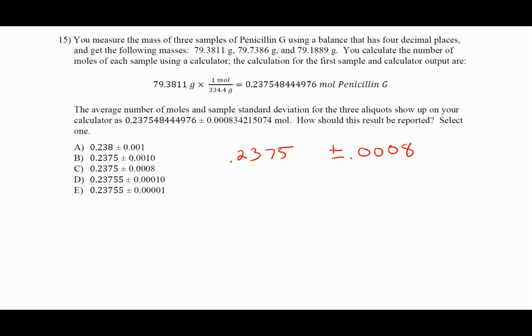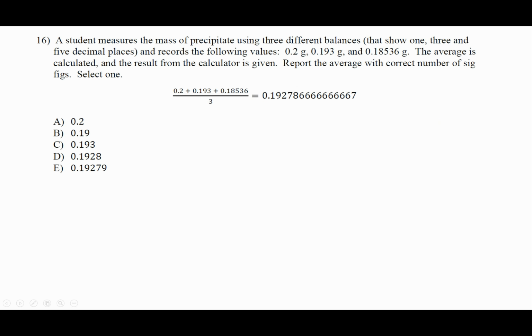Rule 3, are you doing better than the instrument? Here we have 6 sig figs. Here we have 6 sig figs. Here we have 4. So we can only have 4. So our error in our instrument is plus or minus 0.0001. So what's bigger, 0.0001 or 0.0008? 0.0008 is bigger, so that dictates our answer.